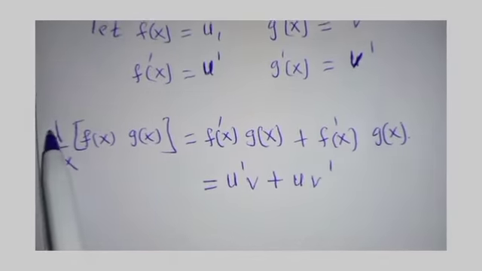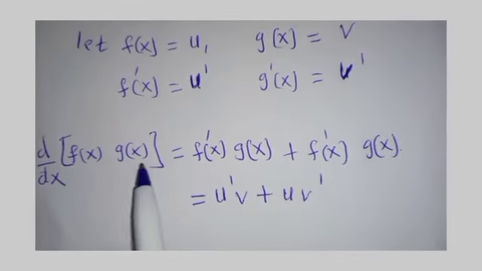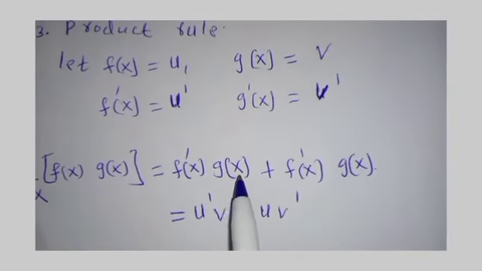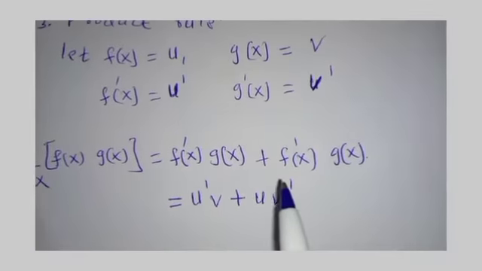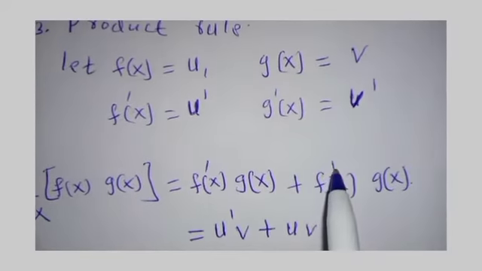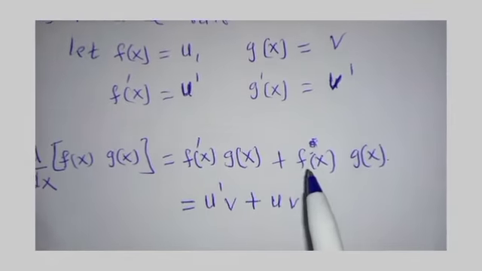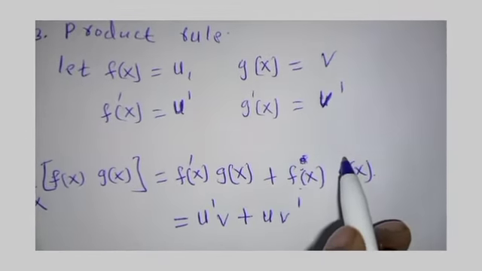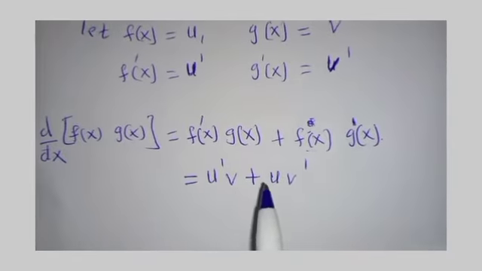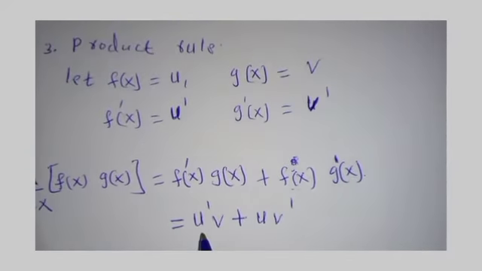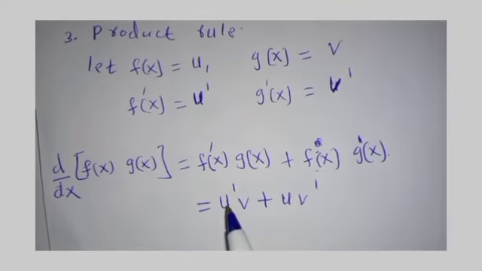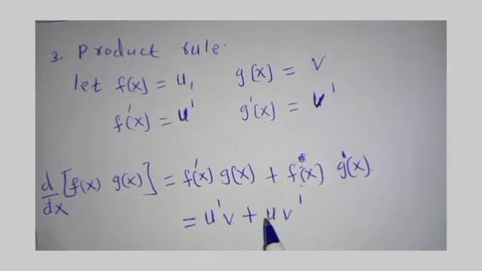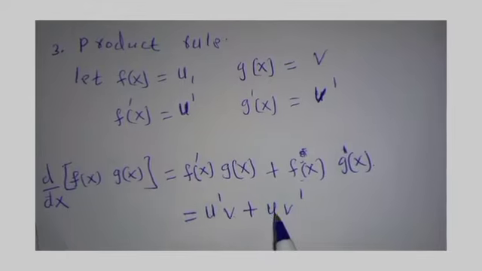So the product rule tells us that if you are differentiating 2 functions which are being multiplied, then you differentiate the first function as you keep the second function constant, plus now the first kept constant, you differentiate the second function. Which can be written as u prime v plus u v prime, meaning that the first function differentiated, the second kept constant, plus the first kept constant, the second differentiated.